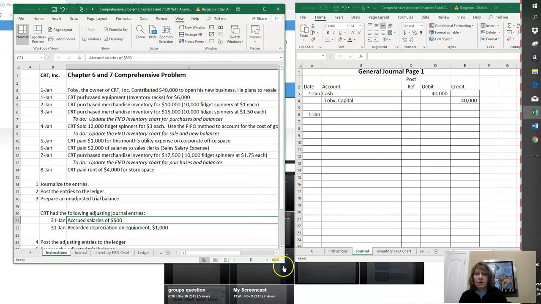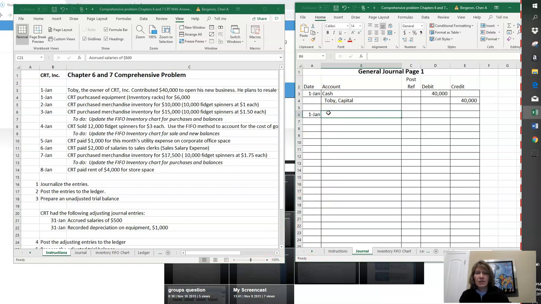All right, since I purchased equipment, I am going to debit equipment to make it go up. And I'm going to credit cash because it doesn't say on account, so I can assume that it's cash. And again, that cost me $6,000.